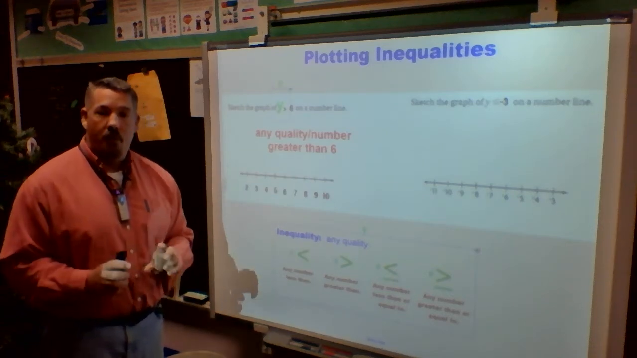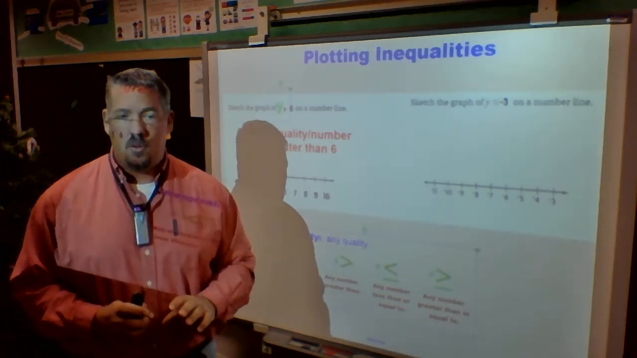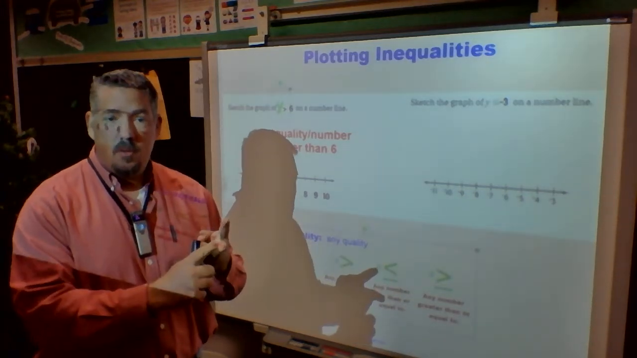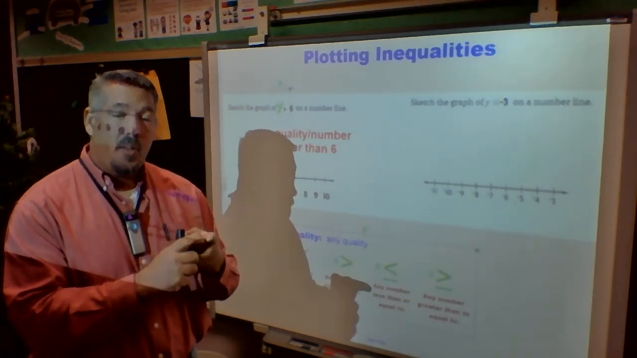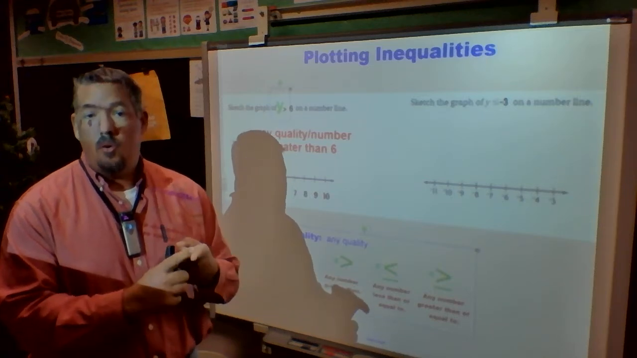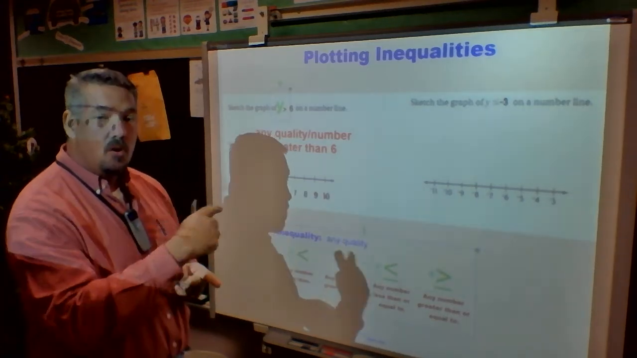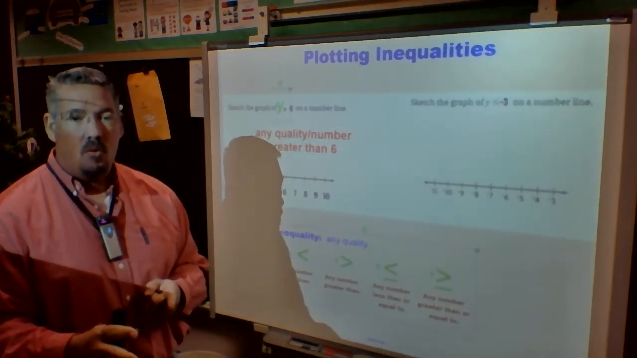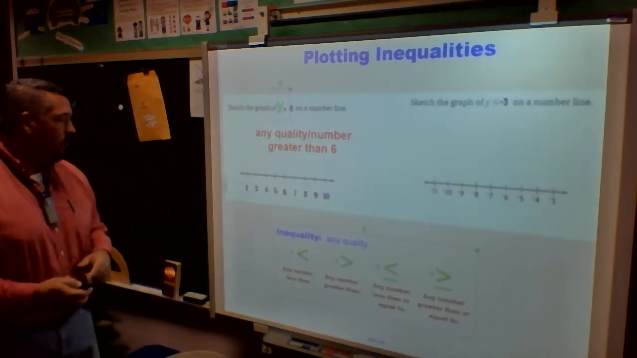Now when I graph them, there are two different things I'm going to use. I'm going to use circles and I'm going to use arrows. The circle will either be open or it will be closed. And all that means is it's going to be a circle or it's going to be a solid circle and filled in if it's closed. And we'll look at what that means for us here.